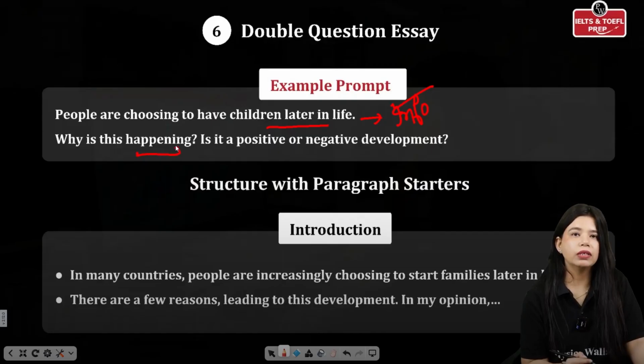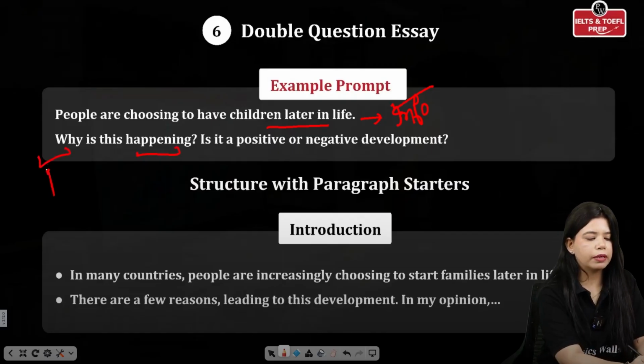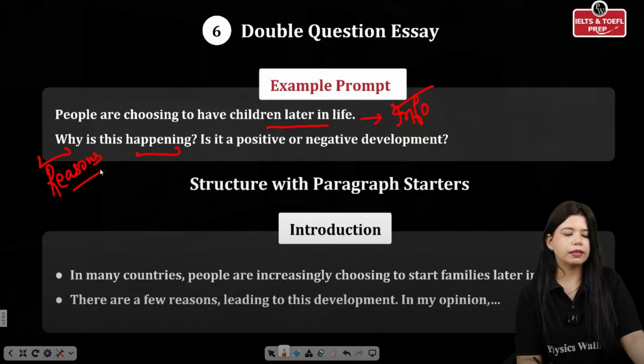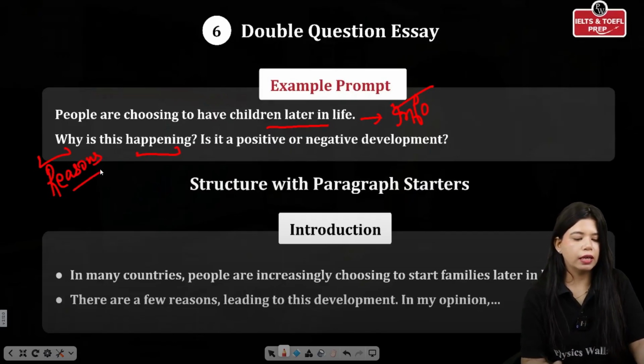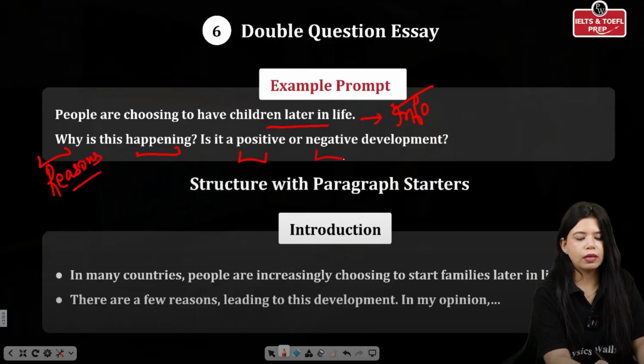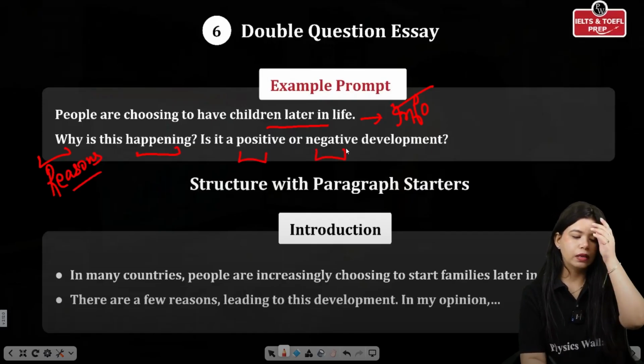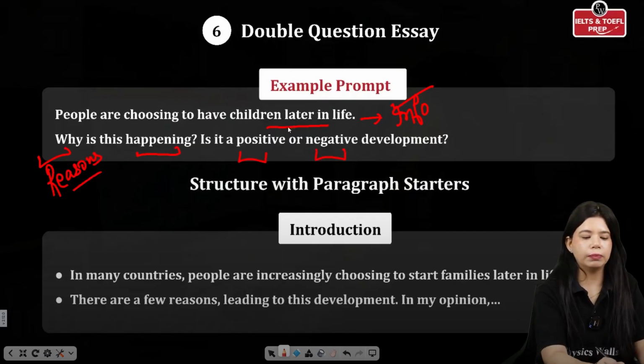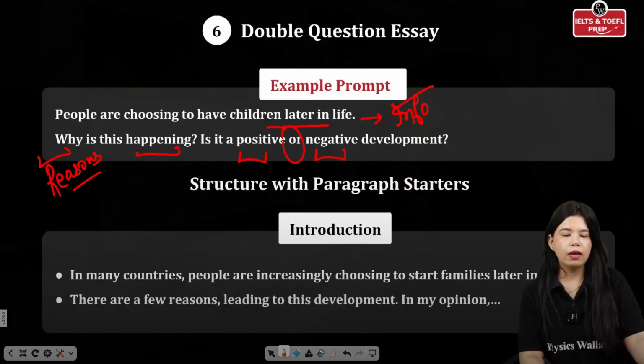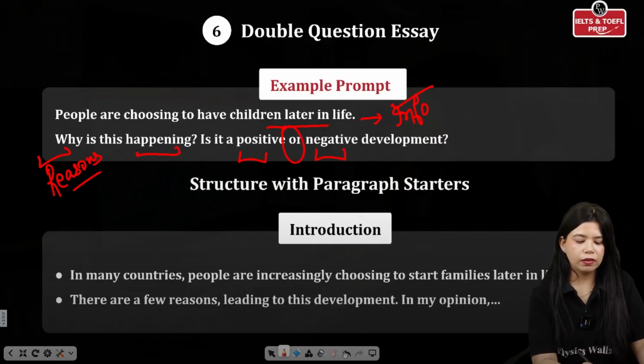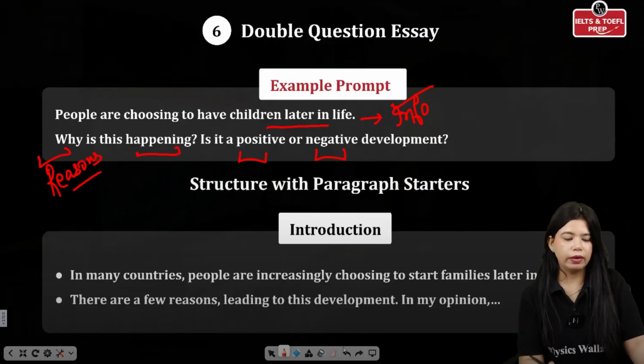Like I mentioned, why means reasons. They are asking reasons why people are deciding to have children later in life, and then you would say, is it a positive or negative development? Stick to one side, because in the middle you have this conjunction or. When this conjunction comes, stick to one side, either positive or negative.